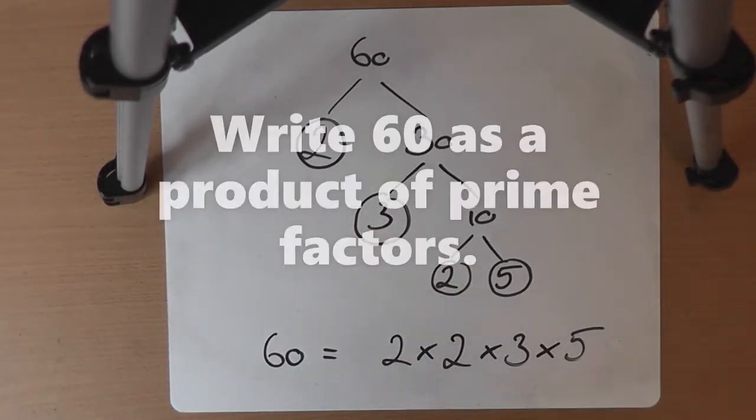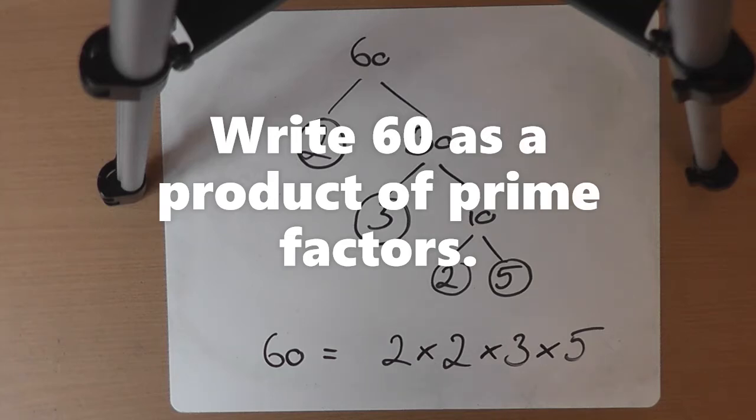So this is me having written 60 in a different way. It's still equal to 60. It's just written in a different way. Each of the things in here are times together, so there's the product bit. Each of these is a prime number, so there's the prime bit, and each of these, in fact, is a factor of 60. 60 will divide by 2, 60 will divide by 3, and 60 will divide by 5. So what I've done is I've written 60 as a product of prime factors. A load of prime numbers times together that gives me the number I started with.